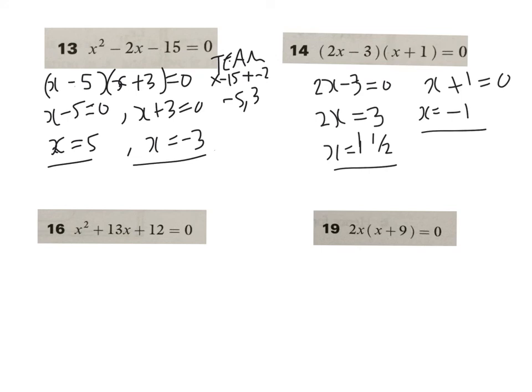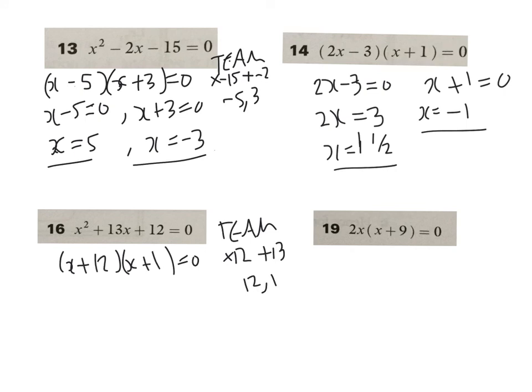On 16, it's a quadratic, it equals 0, there's nothing common, so we have to go into our double brackets and use TEAM to decide what happens. So we times to give 12 and adds to give 13. That would be x and x plus, sorry, I didn't work them out using TEAM. Two numbers would be 12 and 1. So 12 and 1. So either x plus 12 equals 0, or x plus 1 equals 0.